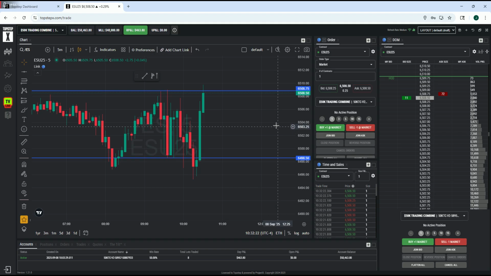But this is a good start. This is day 1 trading on Topstep. I haven't traded futures in a very long time. So I'm happy with a win. The daily P&L is 463.80, and I'm just going to call it there.